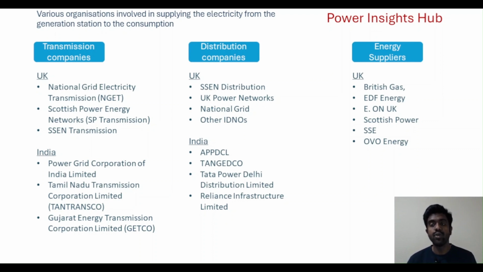But on the other hand, in the UK, the distribution companies don't directly sell the power to the customers, even though their network infrastructure is connected with the customers. They don't sell any power. So here come the energy suppliers. In the UK, there are maybe 20-30 energy suppliers. I've listed the major suppliers: British Gas, EDF Energy, E.ON UK, Scottish Power, SSE, and OVO Energy, right? They buy the power in the wholesale energy market, and then they sell the power to the end customers.